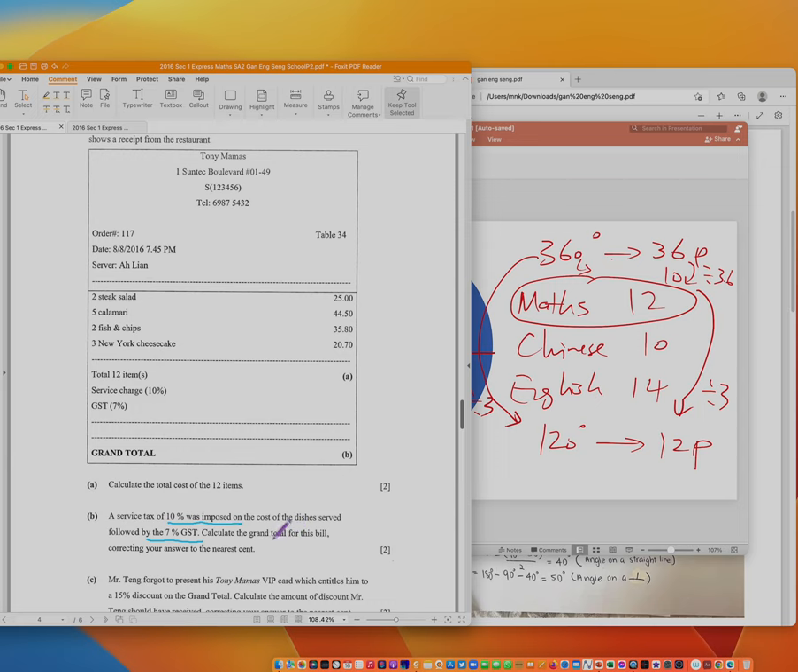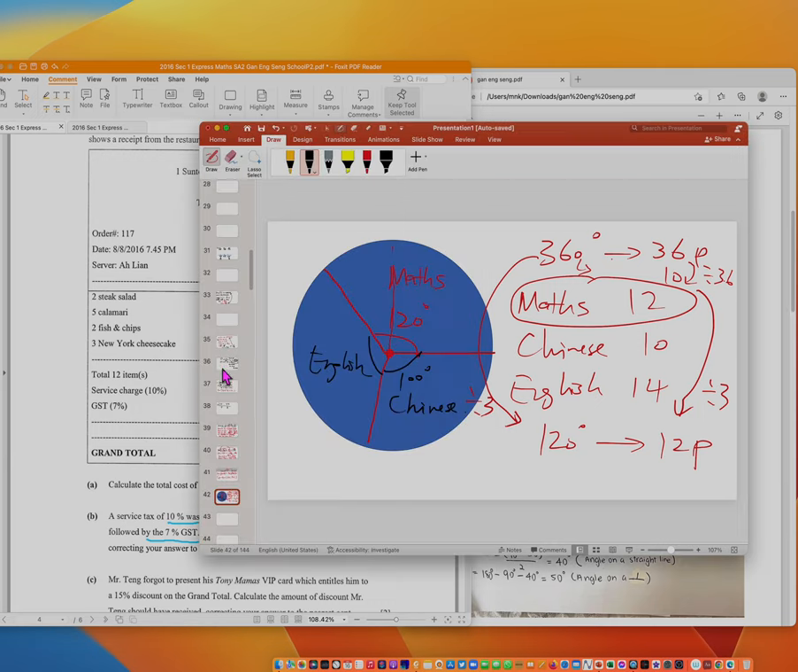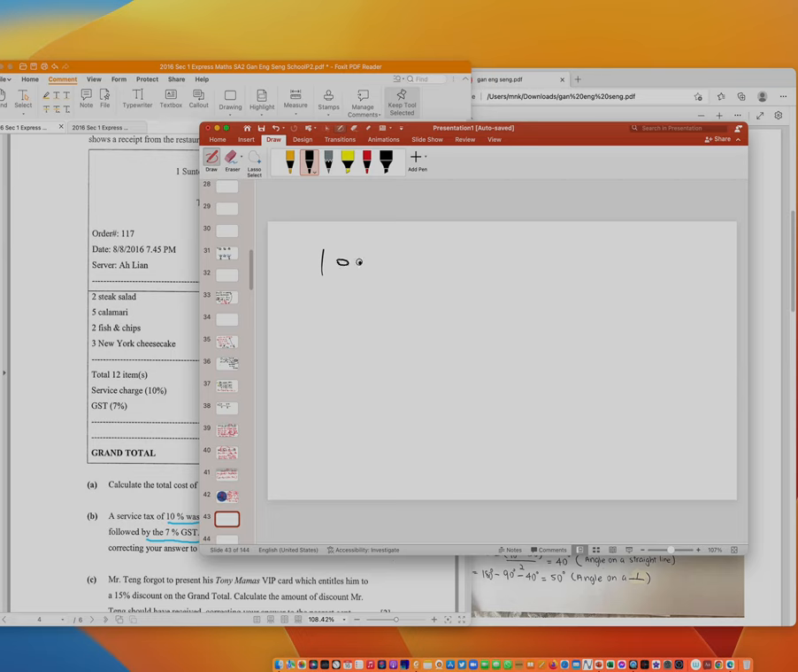I'm not sure. Did I talk about it with you or somebody else? I think you talked. Okay, so let's say if $100, the 10% will go in first, then you times another 7%. If the 10% goes in, it will be 110. Then the 7% will apply to this or apply to this? Apply to the 110. Correct. So you must do it step by step.